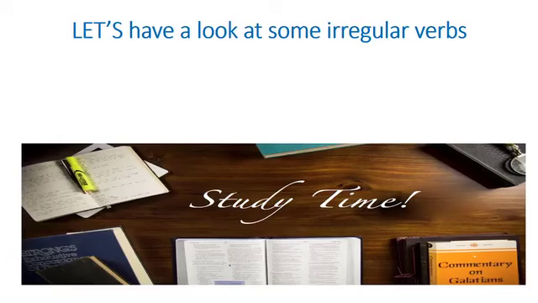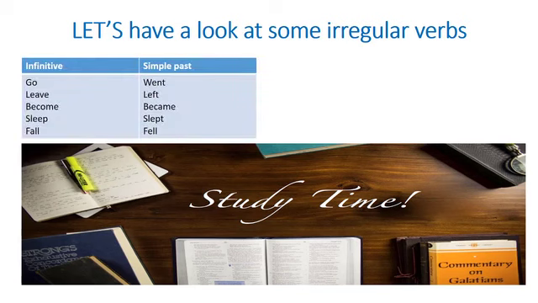So let's have a look at some irregular verbs. This is study time. Please, you have to memorize these charts, at least these verbs. There are others, but you need at least to memorize these. First chart, we have the infinitive and the simple past. The infinitive go, its simple past is went. Then you have the verb to leave, the simple past is left; become, became; sleep, slept; fall, fell. So you have to memorize the simple past of these verbs.